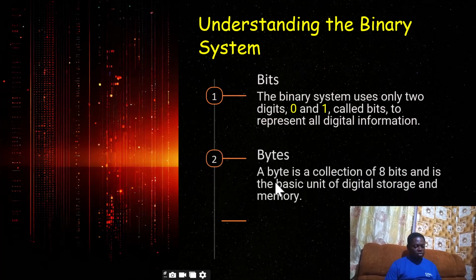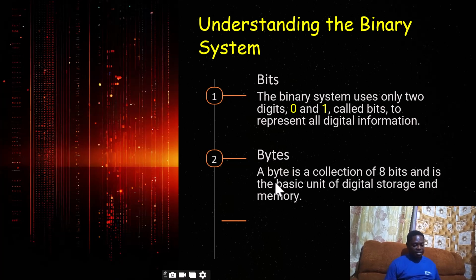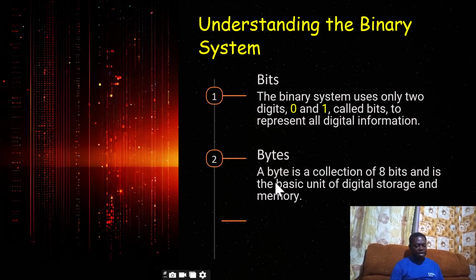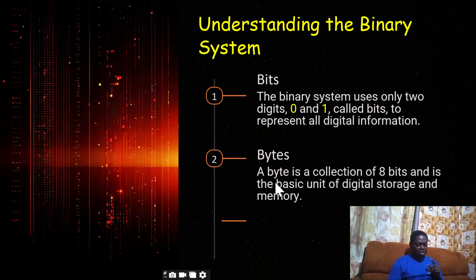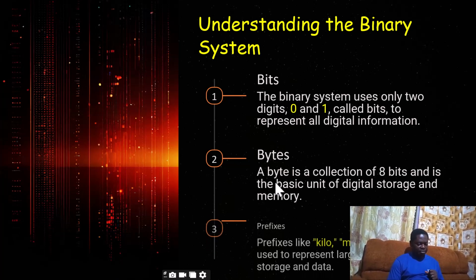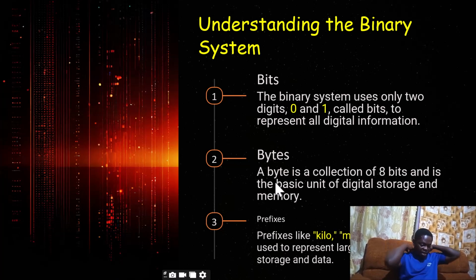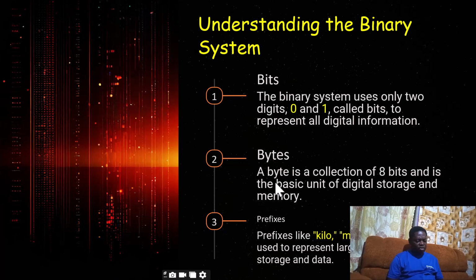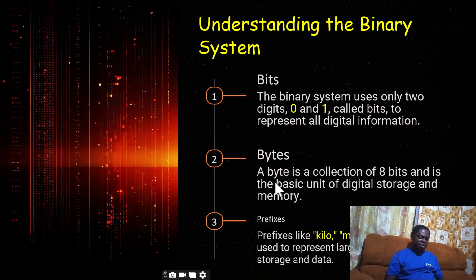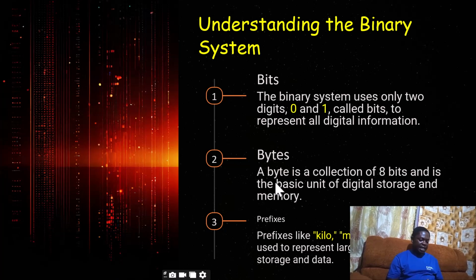So, a review on bytes, as we've discussed before. A byte is a collection of 8 bits and is the basic unit of digital storage and memory. And then, where our interest is, will be the prefixes. We have kilo, we have mega, we have giga, and as we go higher, we have tera. These are used to represent larger units of digital storage and data.